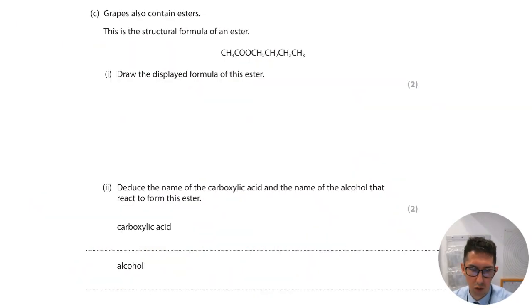Esters. This is the structural formula of an ester. Students always struggle with reading structural formulas. It is a bit confusing. Let's go through it. We're asked to translate this into displayed formula. So let's go bit by bit.